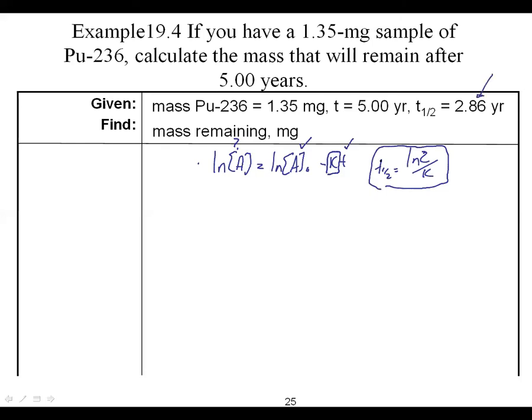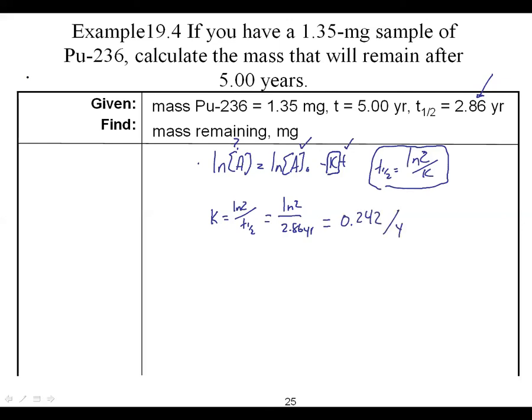If for some reason it wasn't provided for you, you might have to go look it up in a table, like in a book problem or something like that. So K in this case would equal the natural log of 2 divided by the half-life. And that gives us the natural log of 2 divided by 2.86 years. And if we do that, that gets us something like 0.242. The units here are 1 over years.